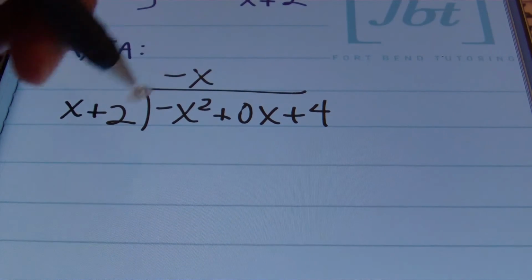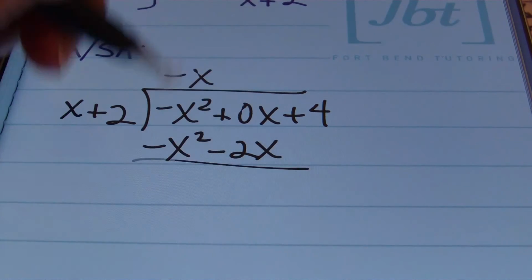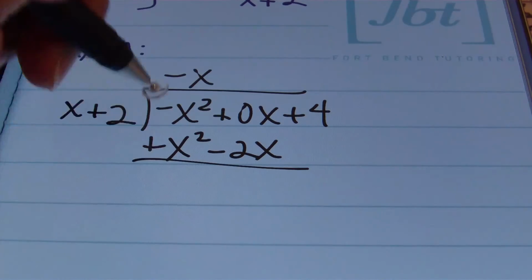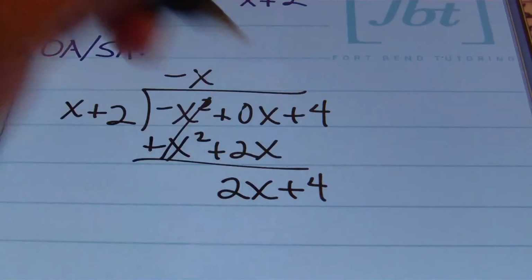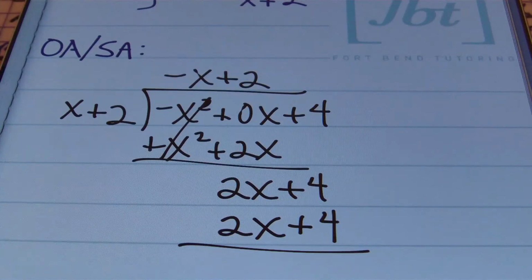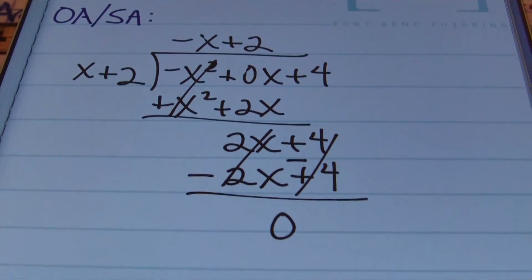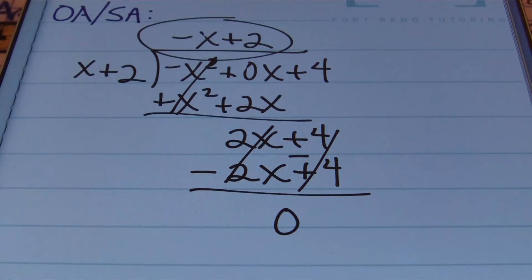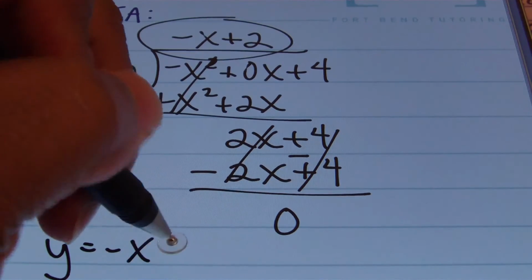You'll end up with negative x times x to give you negative x squared. Negative x times 2 is negative 2x, and then I'll be changing the signs. So this becomes a positive, that becomes a positive, and you'll end up with 2x plus 4. I'll need to multiply x times 2 in order to get that 2x there. So 2 times x is 2x, and 2 times 2 gives me 4, and then I'll need to change the signs. So this terminates, so I don't have a remainder in this problem. So we'll end up with our linear equation at slant asymptote being y equals negative x plus 2.